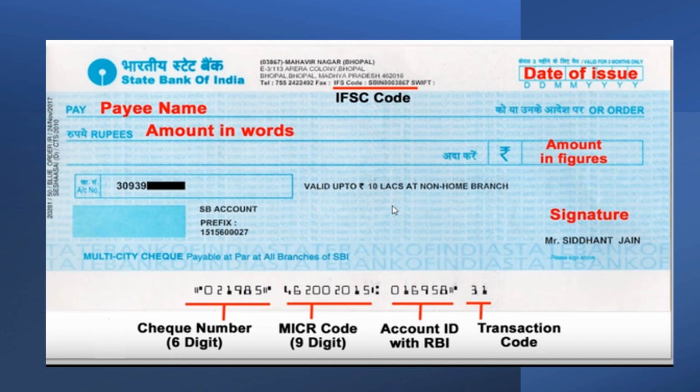Now a check again has some details to be filled. It's already provided with the IFSC code of your branch wherever it is located, and the date of issue.